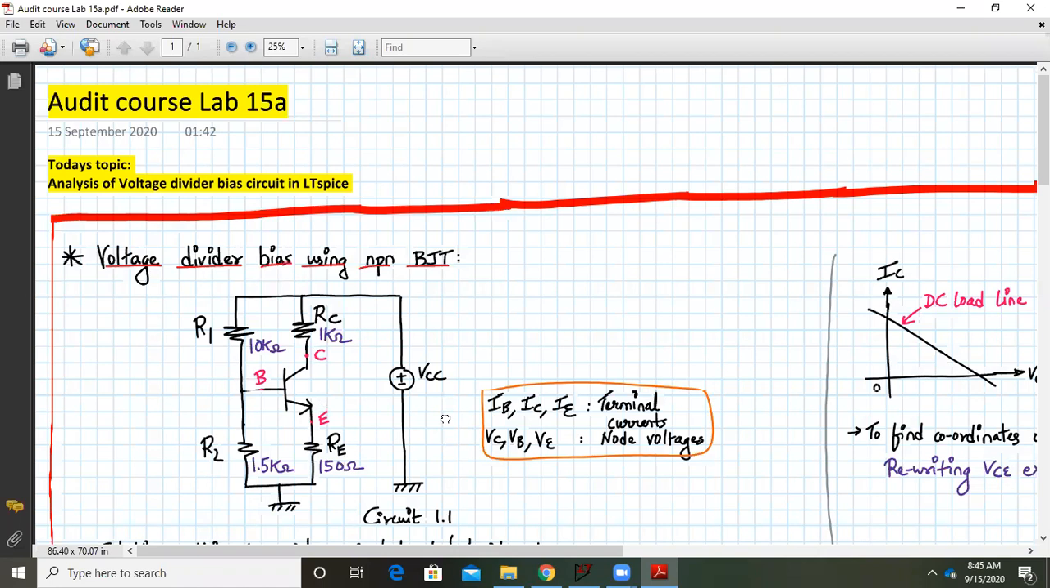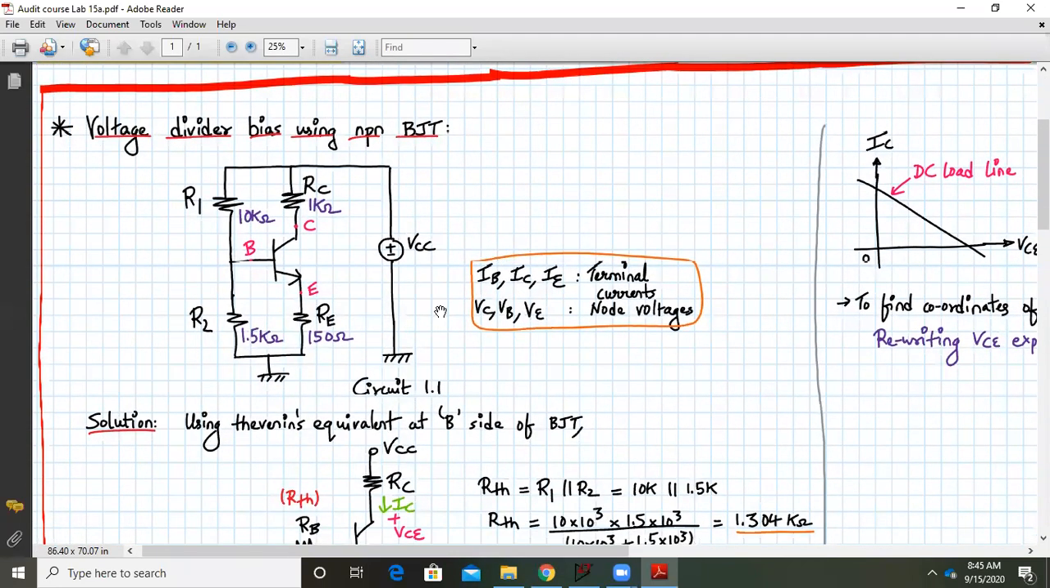Today we are going to analyze the voltage divider bias circuit in LT-Spice. So let us start. This is my voltage divider bias circuit using an NPN BJT. We have resistor R1 as 10K, R2 as 1.5K, RC as 1K, and RE as 150 ohms. This BJT is powered by a VCC source of 10 volts. Here it is not written, but it is 10 volts.